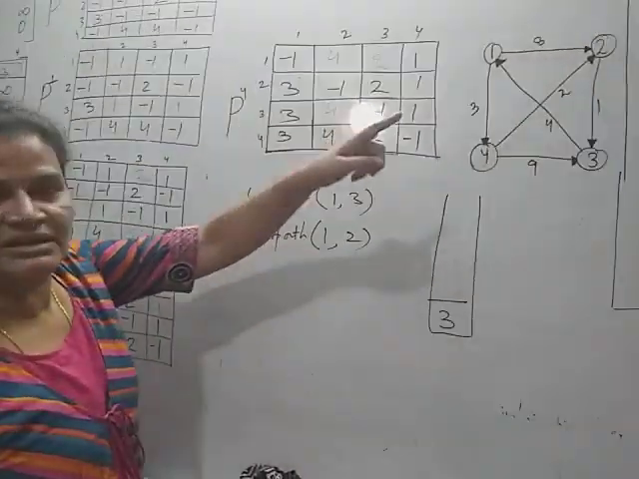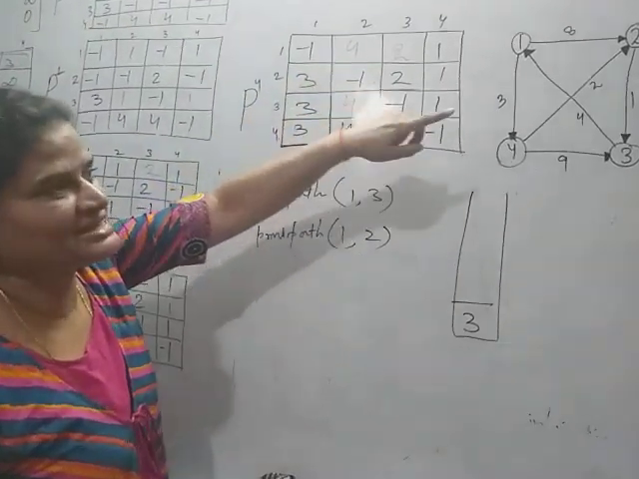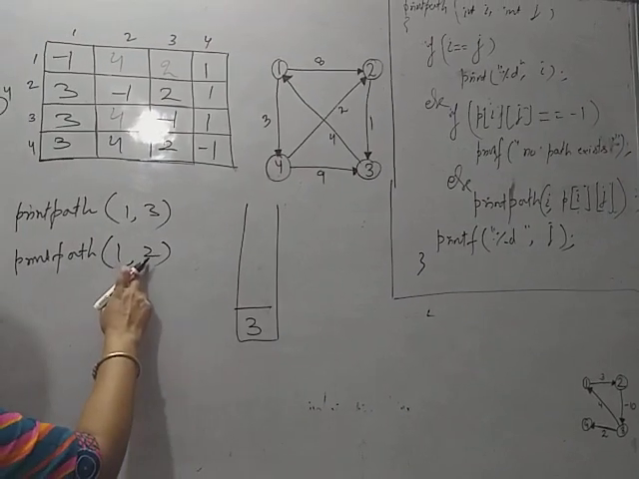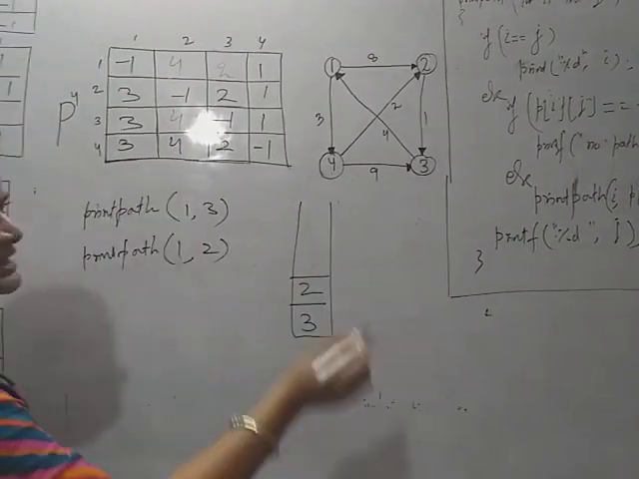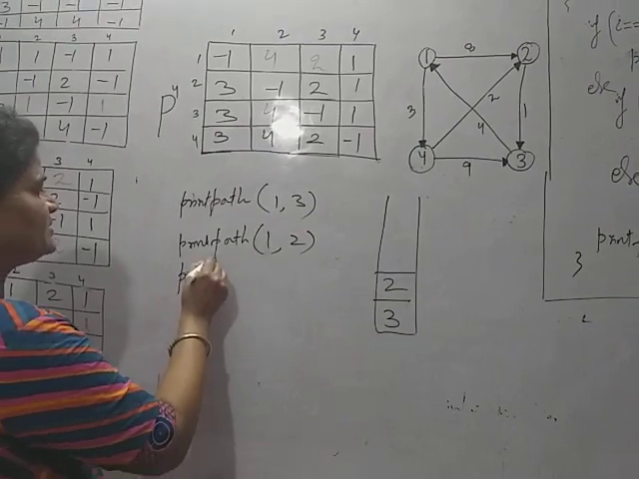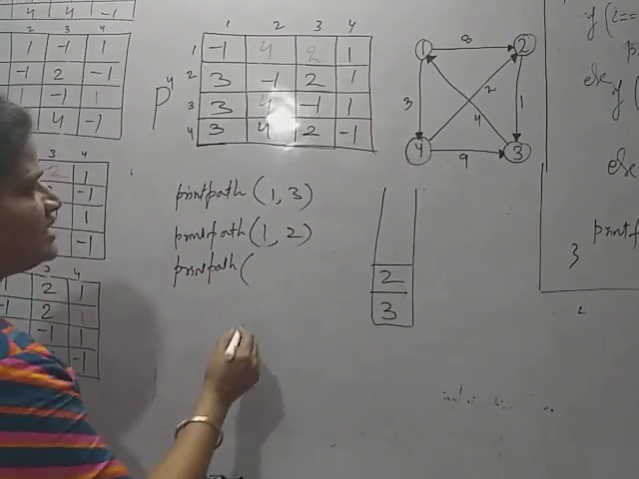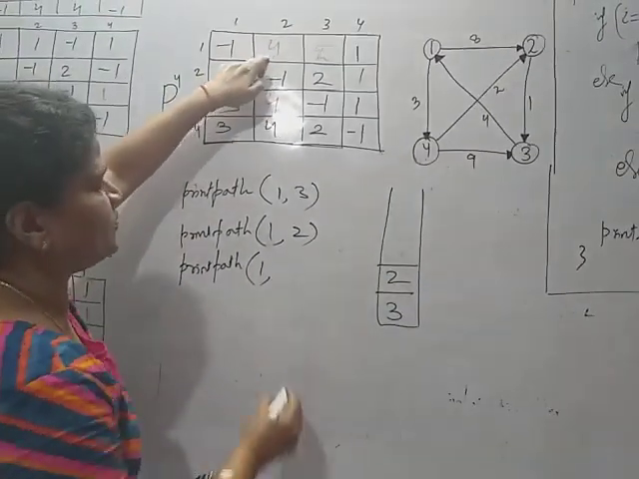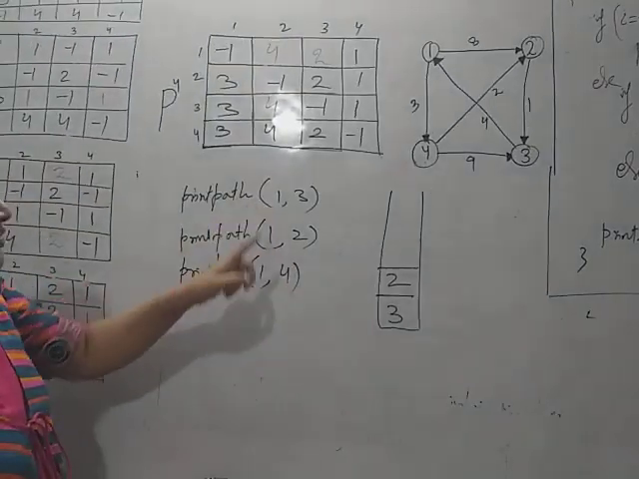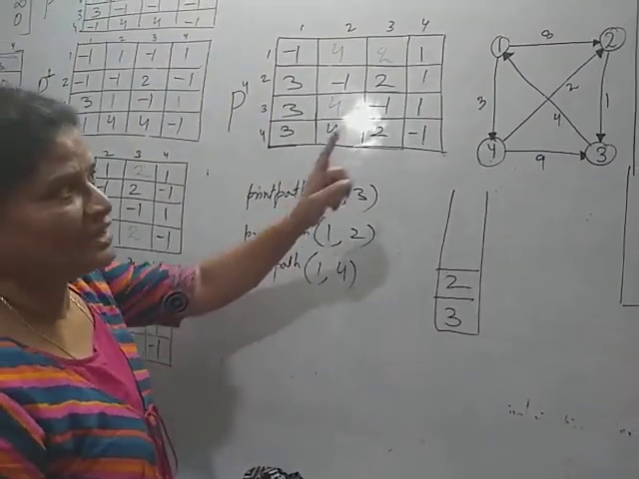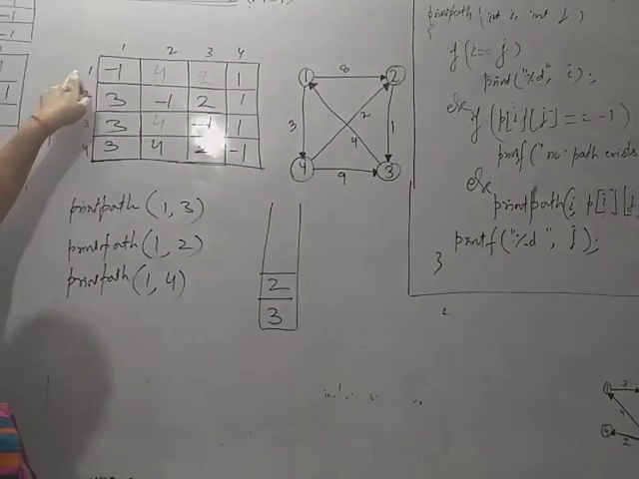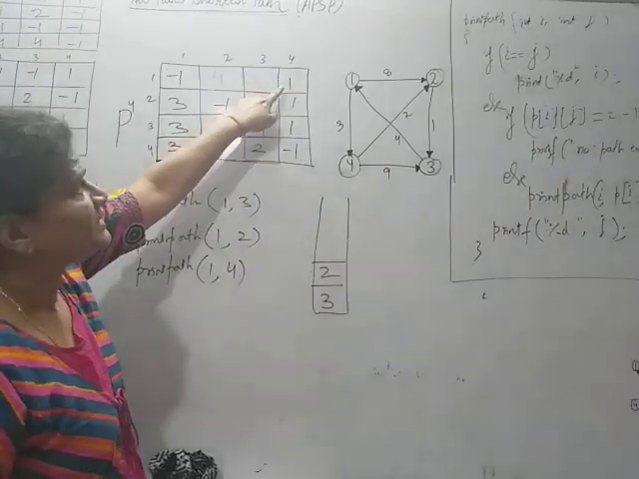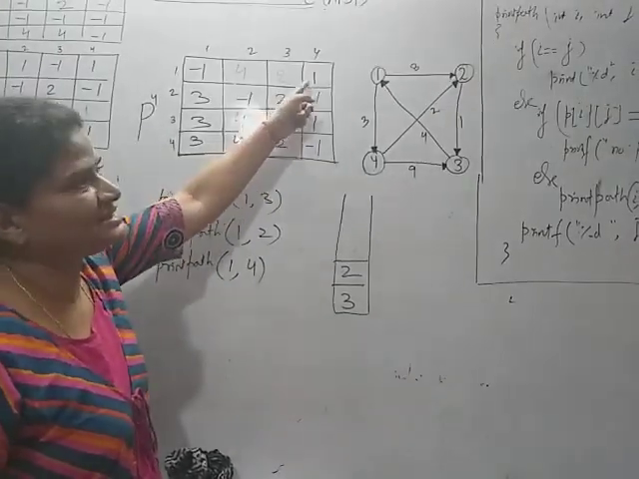Now 1, 2: again 1 is not equal to 2, and P[1][2] is 4, the path entry is not minus 1, so again the function is called. I push the value of j, which is now 2, and the function is called with PrintPath(1, 4). Now the next time j will become 4. Here i is not equal to j, and P[i][j] is also not equal to minus 1.